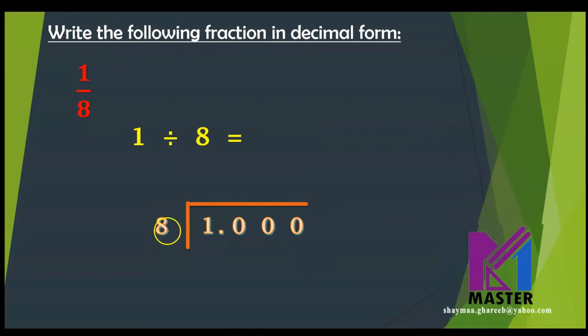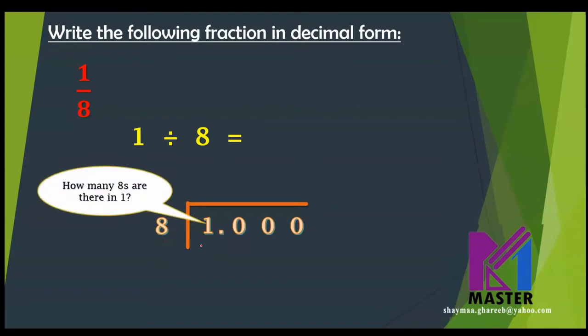1 divided by 8, which means how many 8s are there in the 1? Which is 0. No 8s in the 1. And the 1 will be our remainder. So I will put it next to this one and before the next digit. What about the decimal point? The decimal point will stay at its place exactly after the 0 here. Same place. Now I will start to do my normal steps.